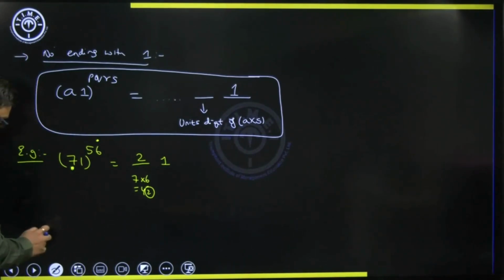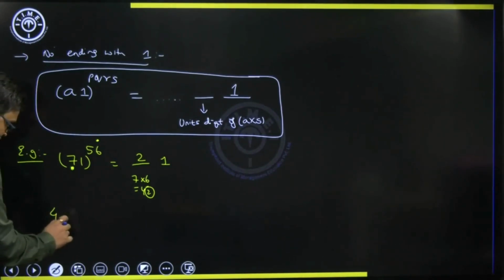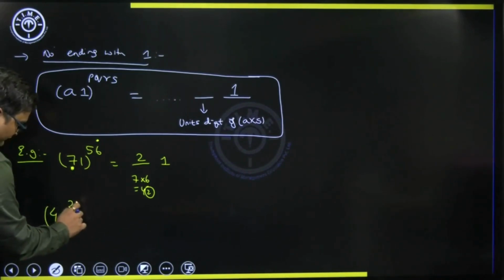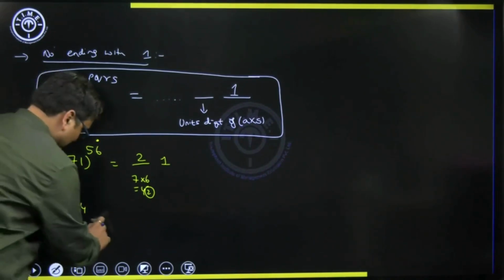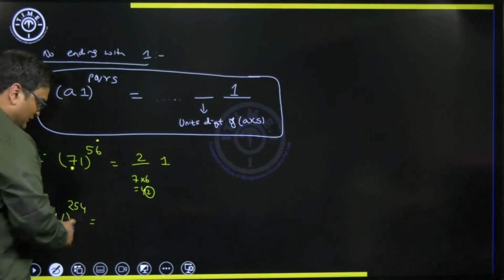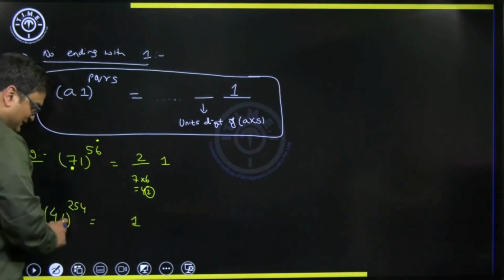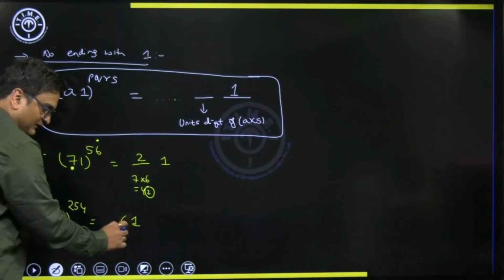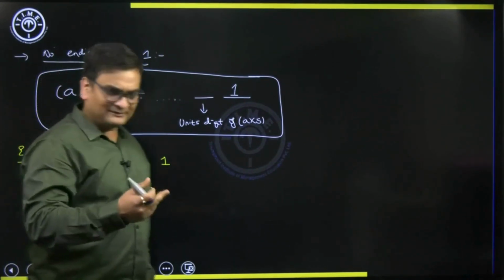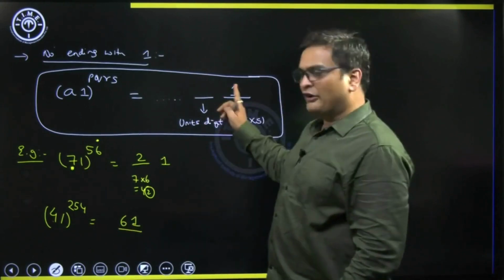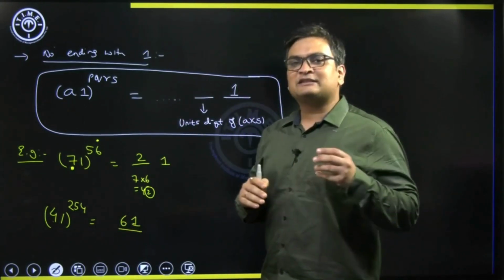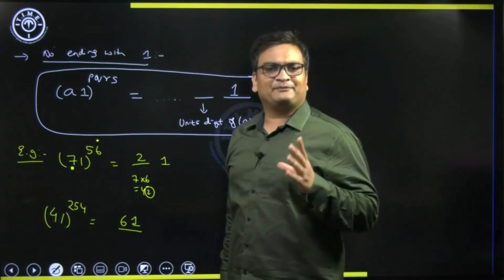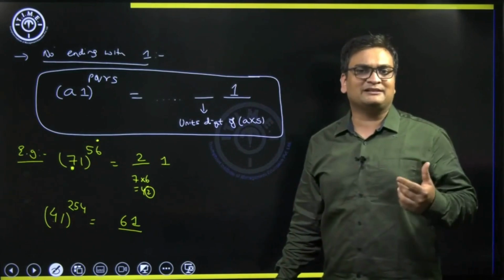Likewise, suppose I have 41 raised to the power some random number, 254. So what will be the last two digits? The units digit will be 1, the tens digit will be 4 into 4, 16, and out of 16 I'll write 6. So 61 is going to be our answer. So if you remember this one formula, this method, you can answer all the questions that end with 1 very directly. In a matter of a few seconds, you will be able to answer that.